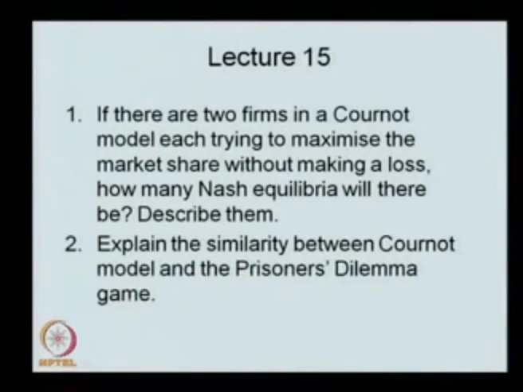The first question, that if there are two firms in a Cournot model, each trying to maximize the market share without making a loss, how many Nash equilibria will there be? Describe them. So, firms here are maximizing market share.